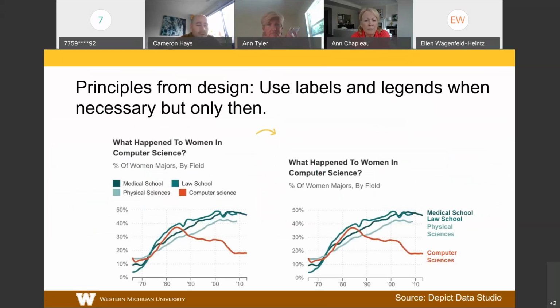So use labels and legends only when necessary, but be careful with those because they can really add clutter. If you have to write a paragraph to explain your visualization, it's probably not simple enough, and you can make it more simple. But make sure your audience has all the necessary context, and if necessary, include it in the visualization.